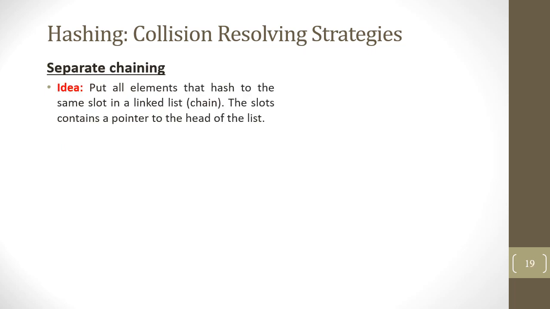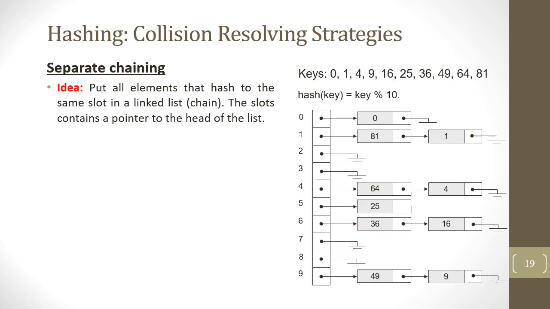For separate chaining, the idea is to put all the elements that hash to the same slot in a linked list. The slots contain a pointer to the head of the list. For example, we are given the following keys and a hash function of key modulus 10. In this case, 81 and 1 are mapped to the same slot. So they will be added to the linked list and so on.